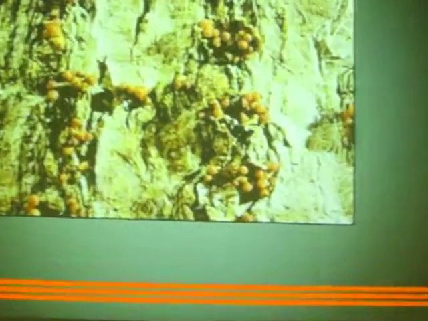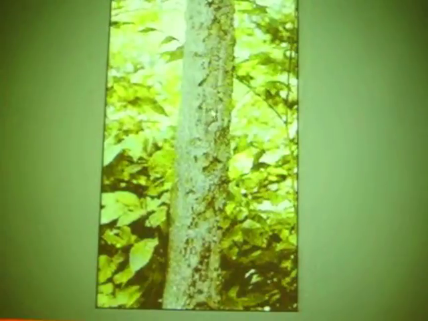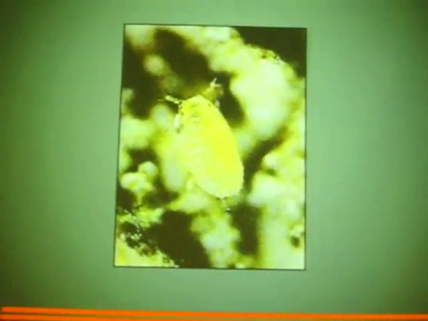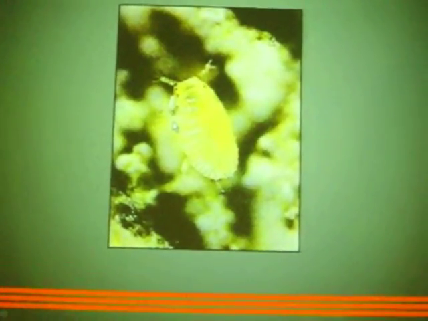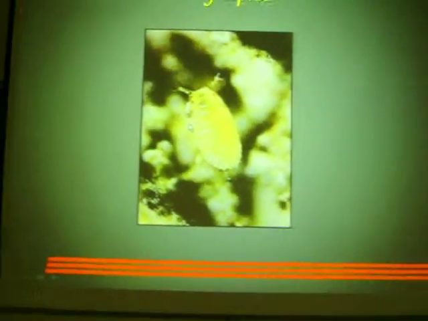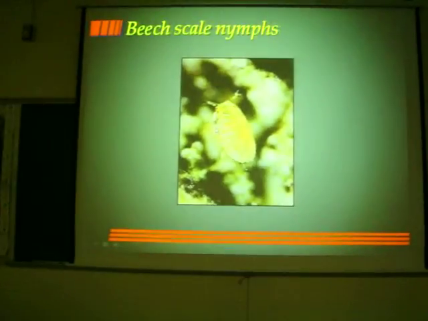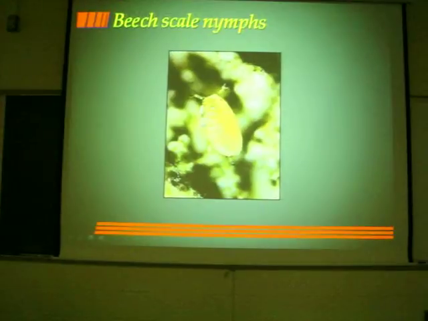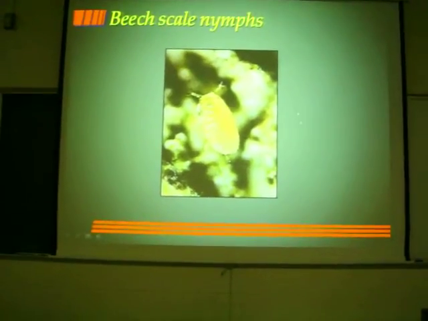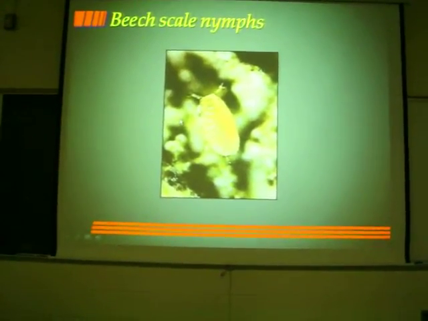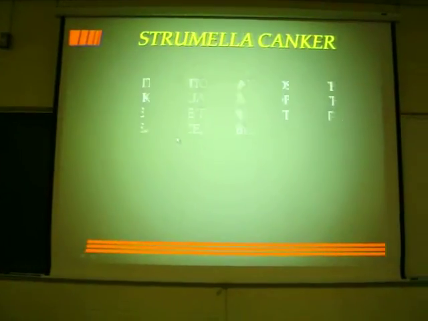Here's the fruiting bodies of the canker itself. This is Hypoxylon canker on beech trees. And this is what it's associated with, beech scale nymph. The fungus and the nymph both work together to basically attack the trees, weaken them to the point where the canker can then come in and do its job.